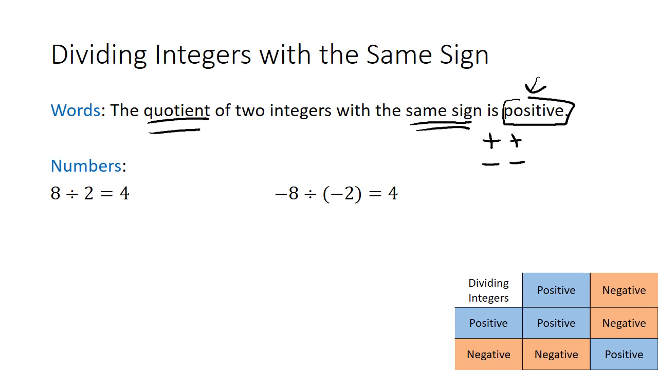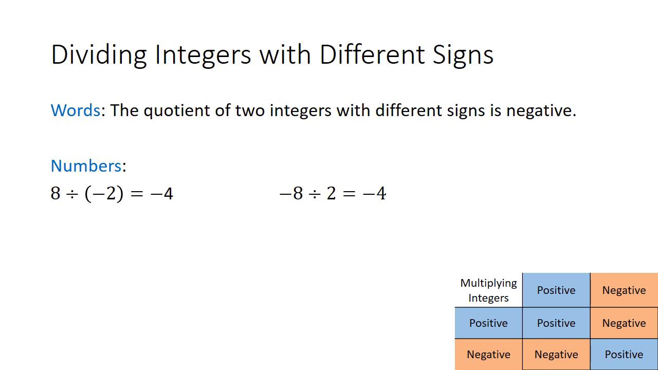So when we have positive 8 divided by positive 2, that's going to give us a positive 4 for our answer. Similarly, when we have negative 8 divided by negative 2, that's going to give us a positive 4 for our answer. So we can really understand this by using the same kind of graphic that we had yesterday. As we look at this, we can see that a positive divided by a positive is going to give us a positive, and a negative divided by a negative is also going to give us a positive.